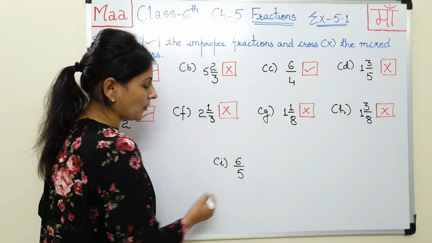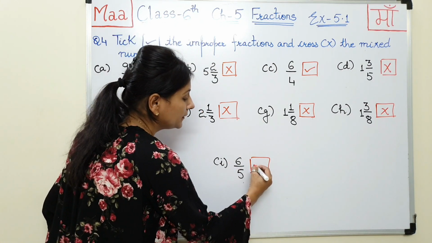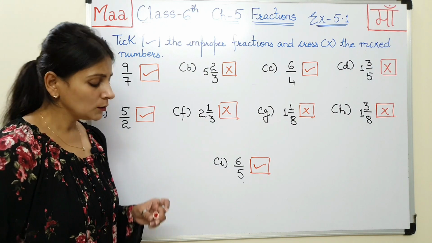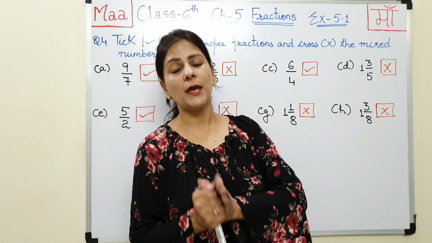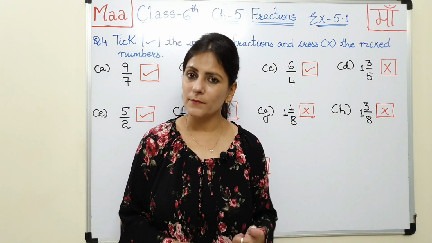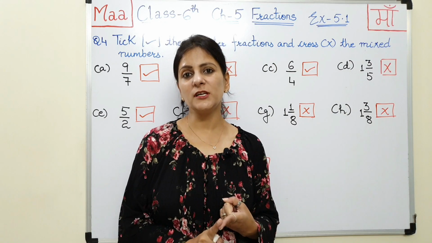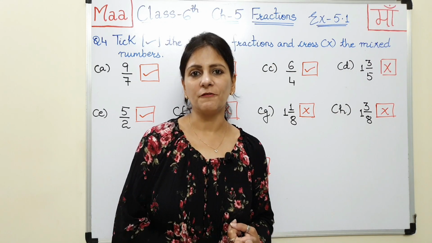Then 6/5. Numerator is greater than the denominator. So it is an improper fraction. So I will put right mark. Fine. So basically you have to remember the definition of an improper fraction and mixed fraction. Improper, numerator greater than the denominator, and mixed fraction, combination of a whole number and a proper fraction.